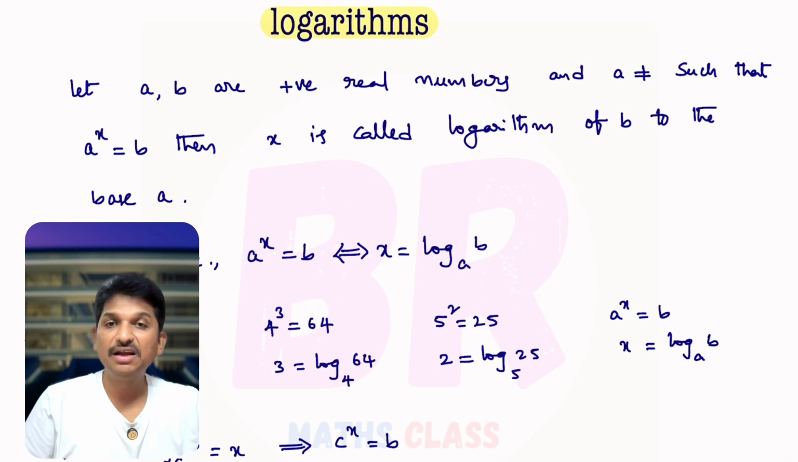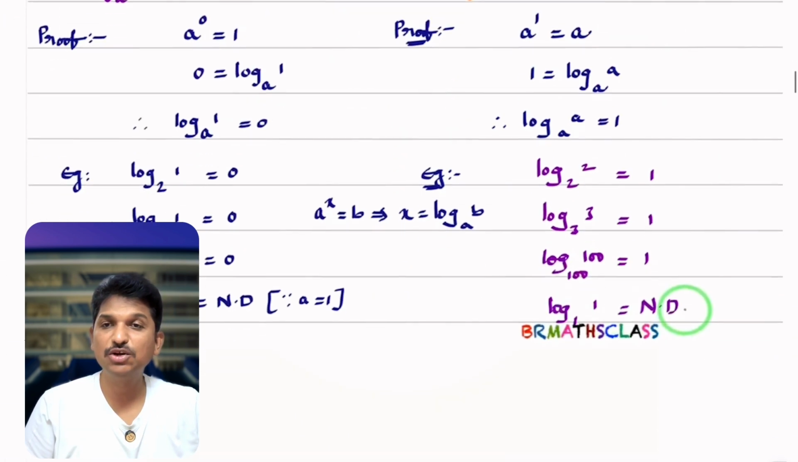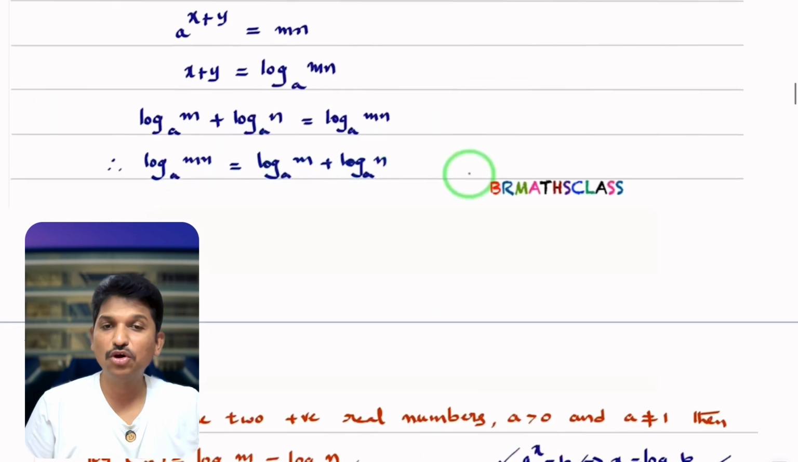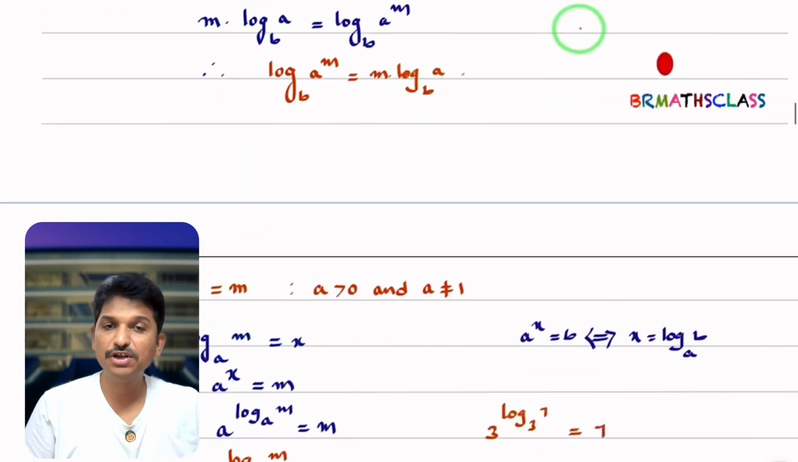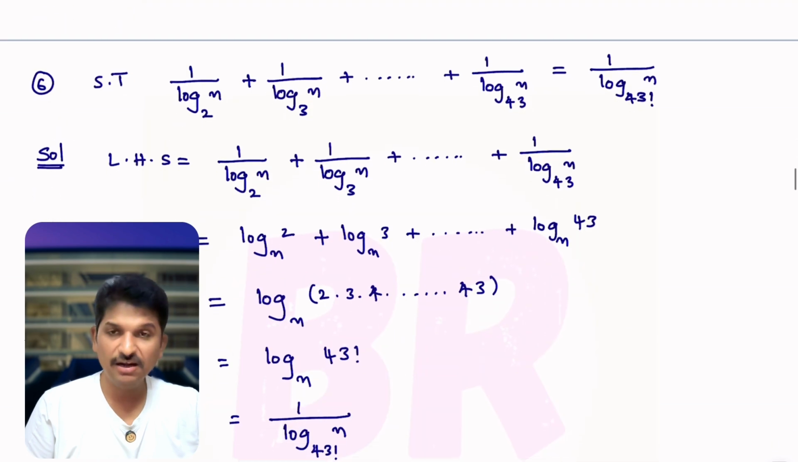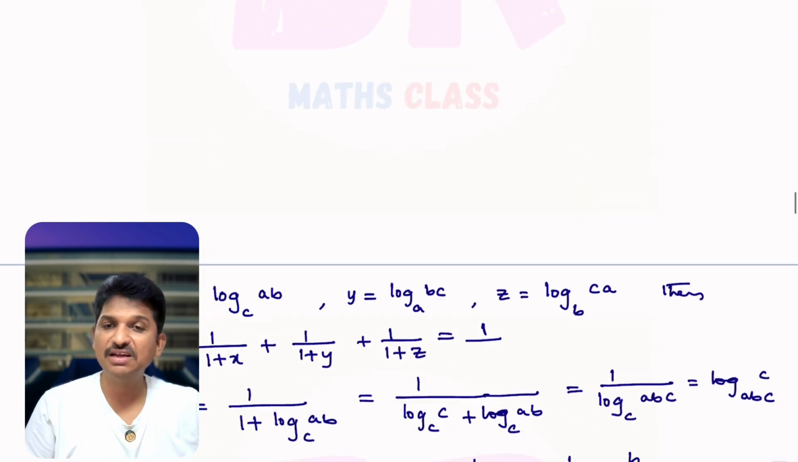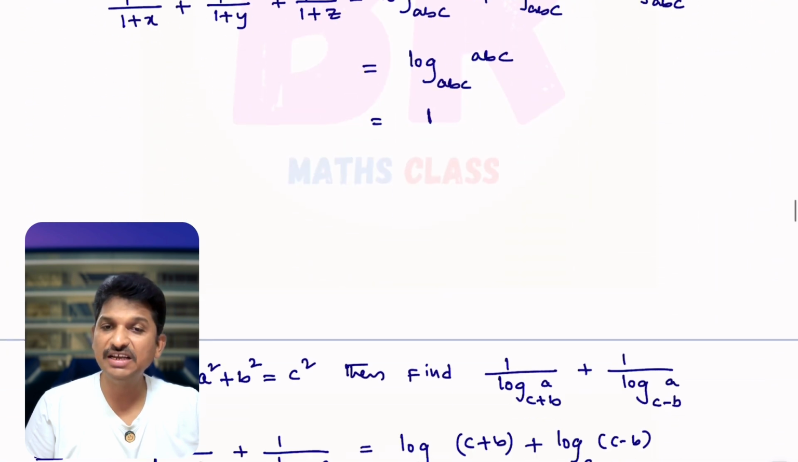First, we learned the definition of logarithm. Next, we discussed examples related to logarithm, properties of logarithms, and proofs of the properties. All these things we did, and we did a decent number of examples to understand this concept neatly.